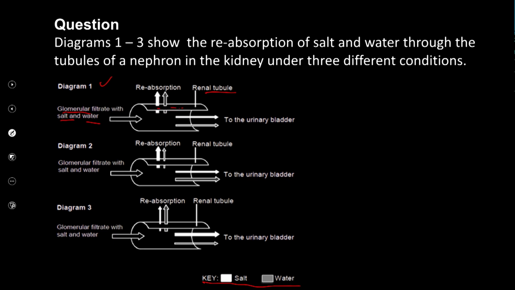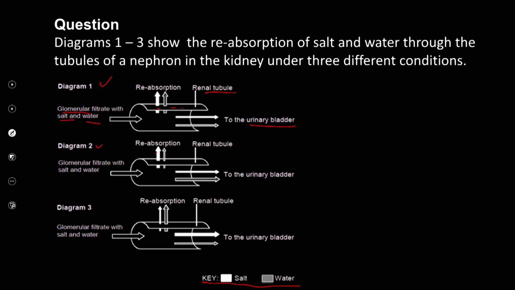Down the water and salt be taken into the bladder with the urine. Then diagram number 2. Let's be vigilant now. The same diagram, but we're looking at the different thickness of the arrows. Now, if you look at water here and salt here, salt is thicker here, and water is thin.